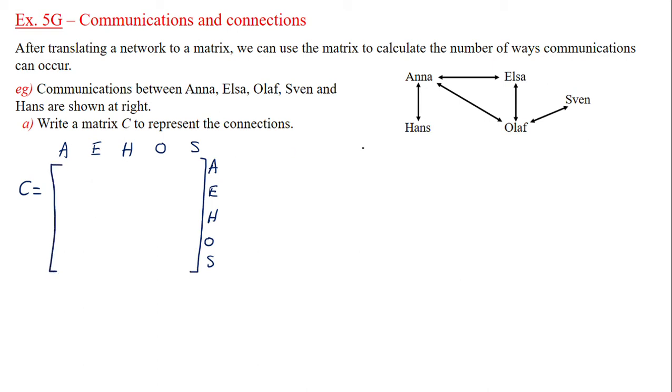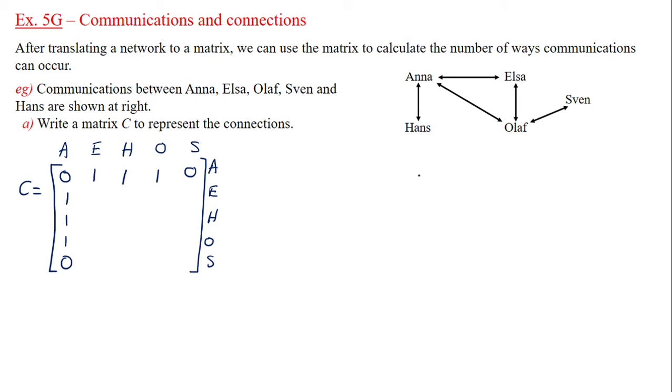So Anna does not communicate with herself. She communicates directly with Elsa. She communicates directly with Hans. She communicates directly with Olaf, and she does not communicate directly with Sven, as indicated by the arrows. We can also complete the column in the same way. If Anna directly communicates with Elsa here, then Elsa directly communicates with Anna.